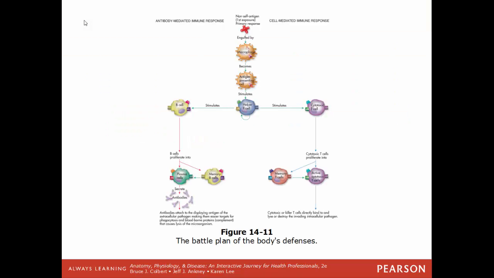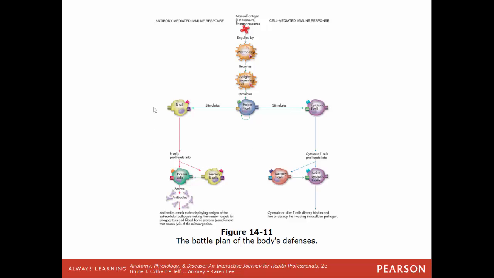Continuing with the military theme here, it's the battle plan for the body's defenses. Antigen here is being engulfed by a macrophage. It destroys it and puts a little piece on its surface. It's now an antigen presenting cell or antigen displaying cell. That will stimulate the helper T cells, which will stimulate the killer Ts and also the B cells. The B cells will proliferate into plasma cells, which secrete antibodies, and also memory Bs.